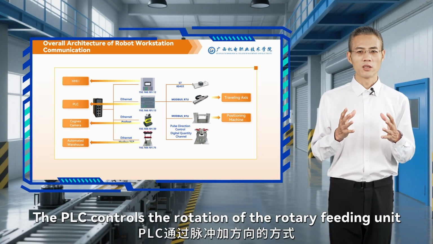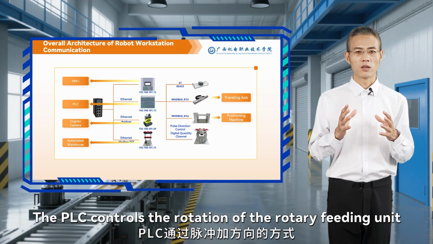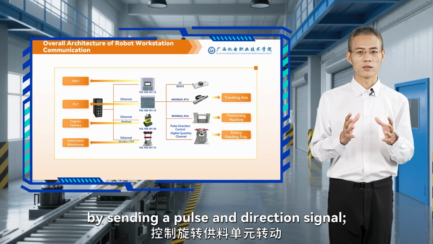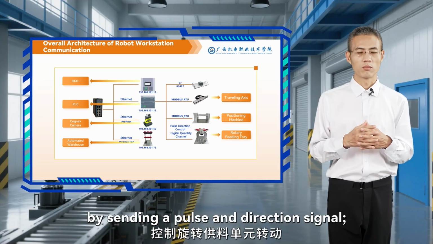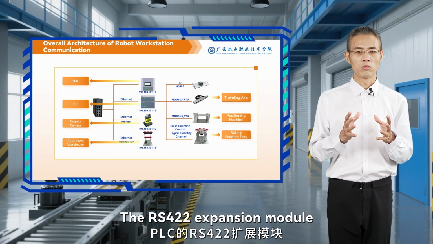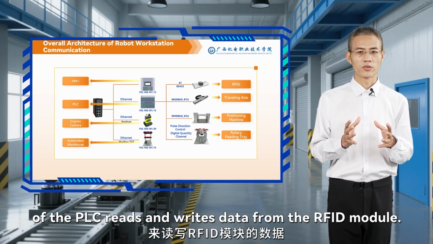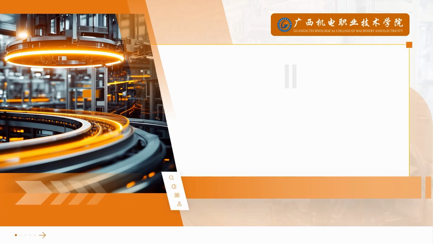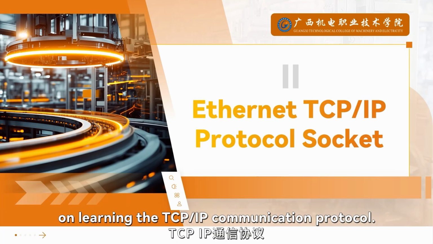The PLC controls the rotation of the rotary feeding unit by sending a pulse and direction signal. The RS-422 expansion module of the PLC reads and writes data from the RFID module. Next, let's focus on learning the TCP/IP communication protocol.